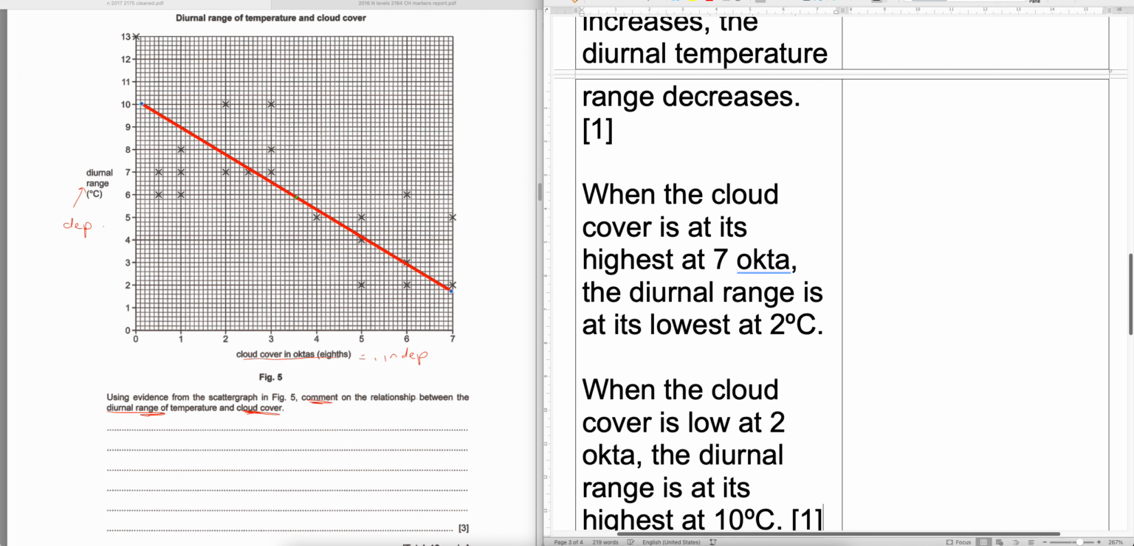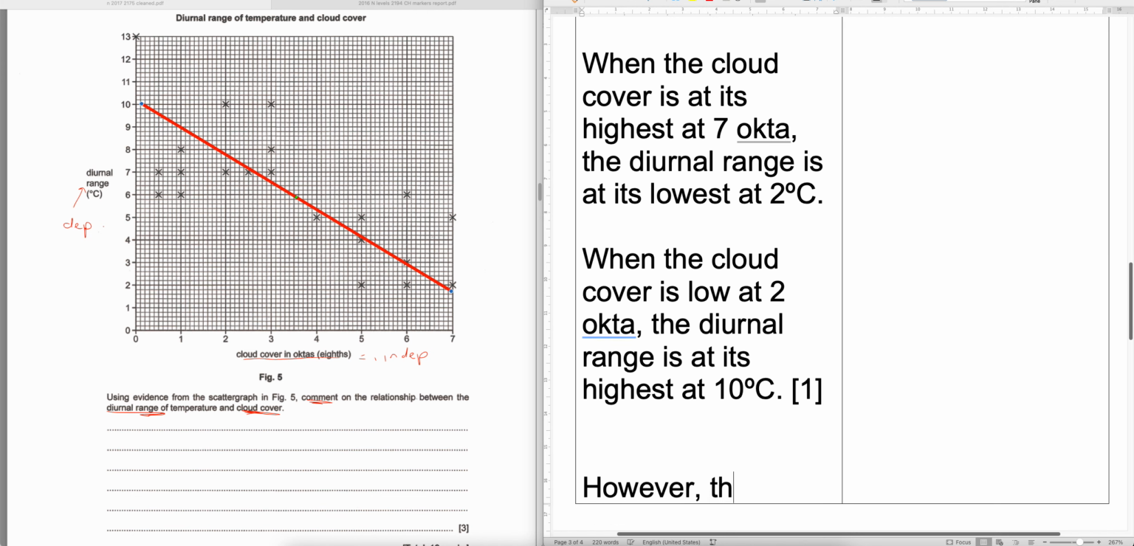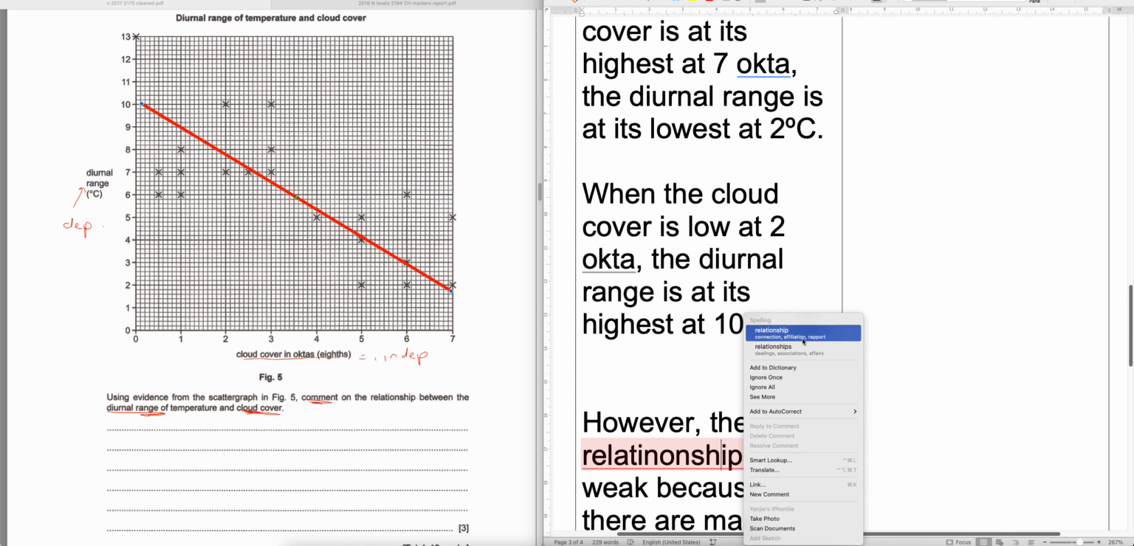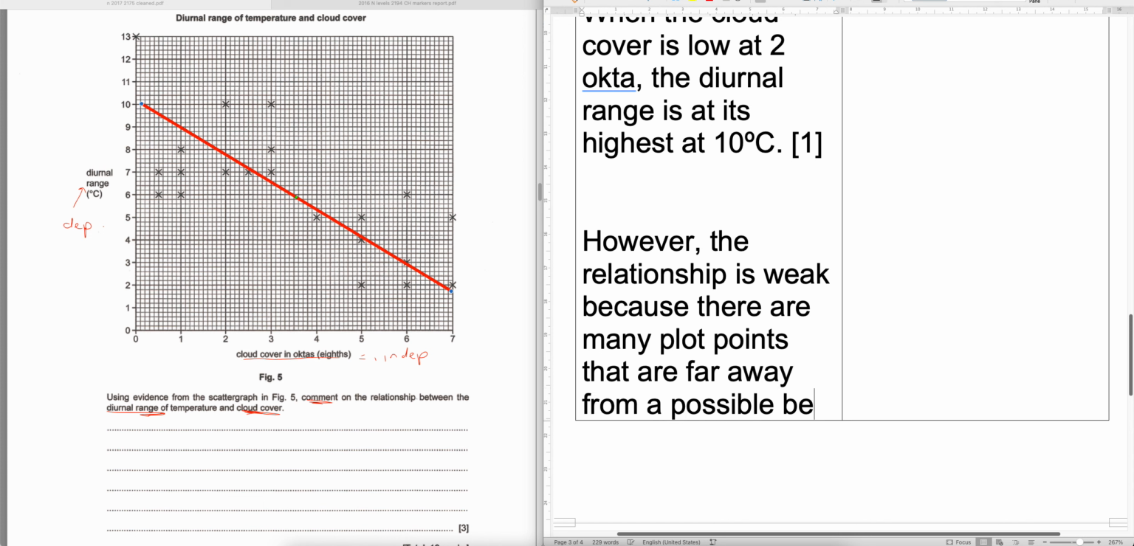Then the last one, you need to point out an anomaly as usual, but since there are so many anomalies, give a good summary that the relationship is weak. However, the relationship is weak. Why is it weak? I'll point out that there are many plot points that are far away from a possible best fit line. Give an example, or you can bring up how the same value repeats a few times.